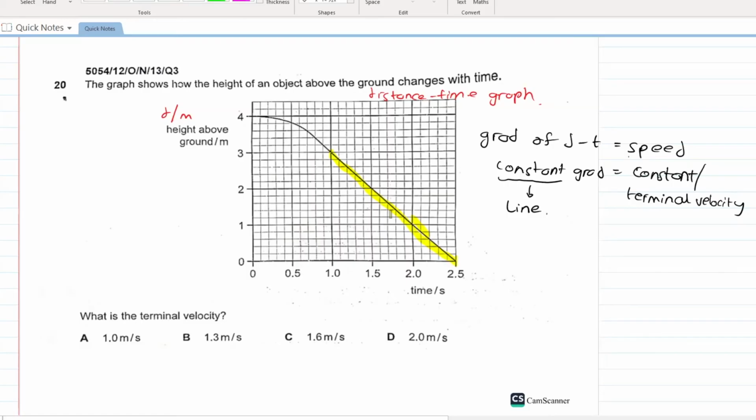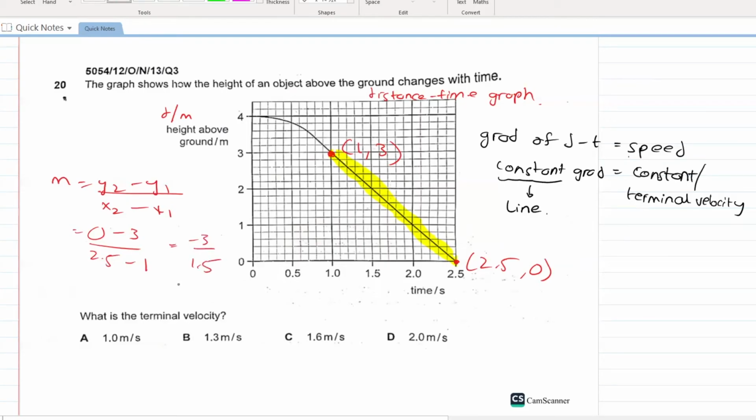So I have highlighted this yellow region which is a line. Here my gradient is constant. I can calculate the terminal velocity here. Let's do that. Let's pick 2 points here. This is your first point, that is x = 1, y = 3. This is your second point, that is x = 2.5, y = 0. What will your gradient come out to be? y2 minus y1 over x2 minus x1. What is your y2? 0. What is your y1? 3. What is your x2? 2.5. What is your x1? 1. Negative 3 over 1.5. This equals 2 m/s.